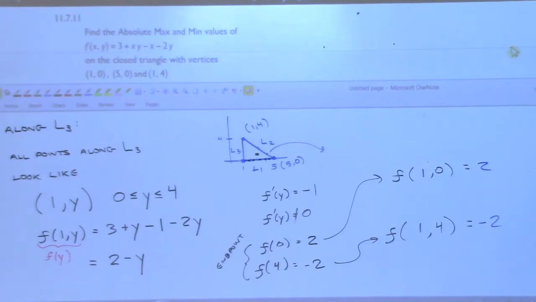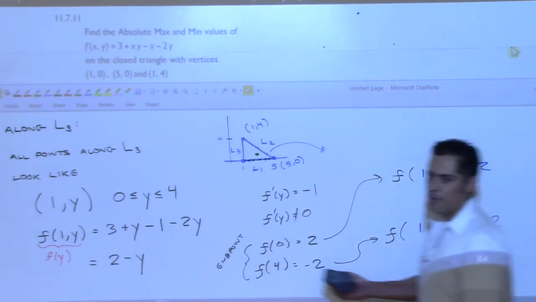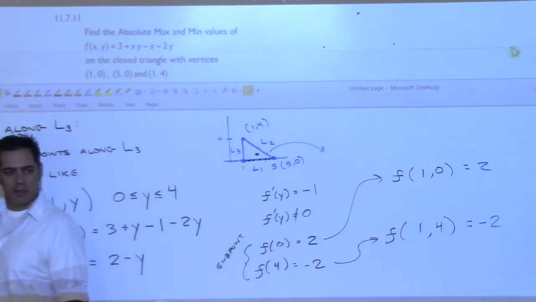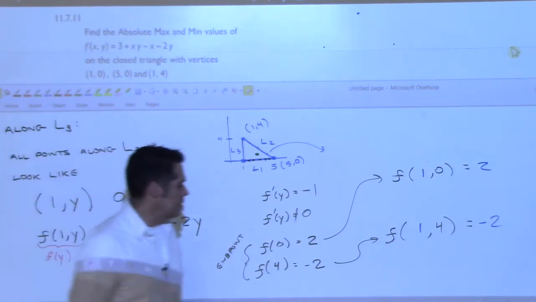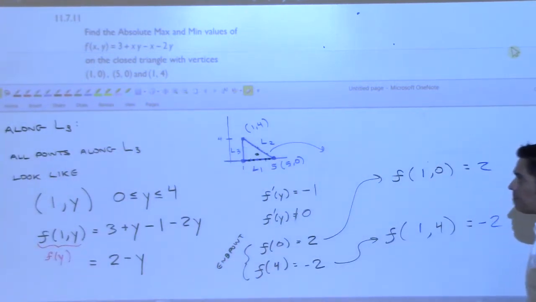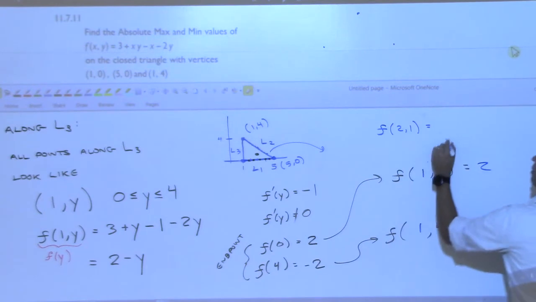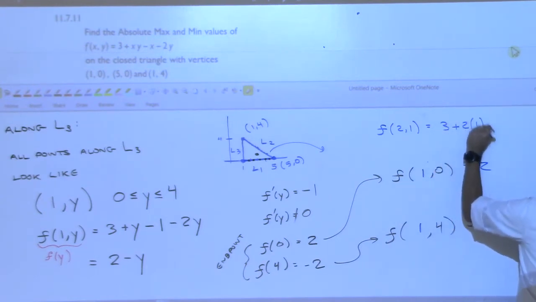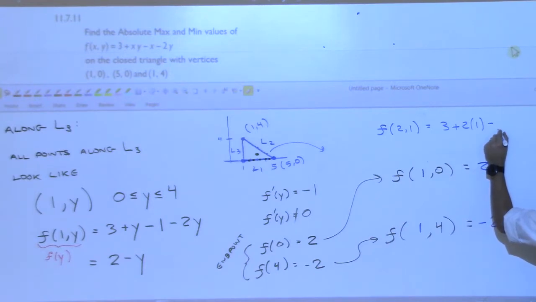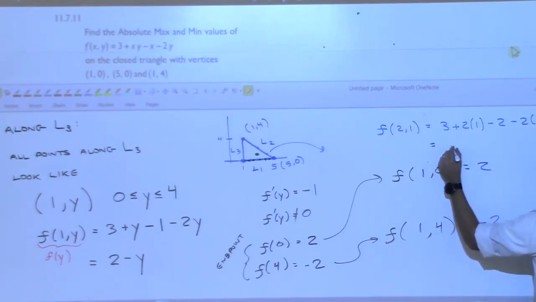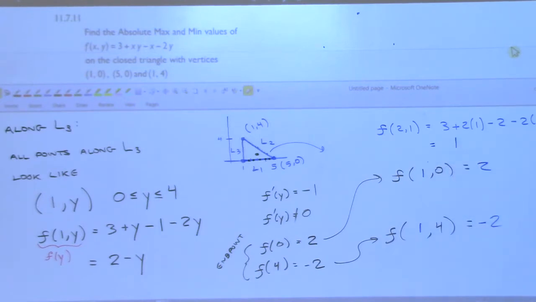We are not done. We never figured out what the function's value was at 2, 1. Remember that critical point we found from the very beginning? We never plugged 2, 1 into the original surface. Should we do that now? What was f of 2, 1? So 3 plus 2 times 1 minus 2 minus 2 times 1? Yeah, I think I did that right. So what do we get here? You just get 1. Okay? You get 1.